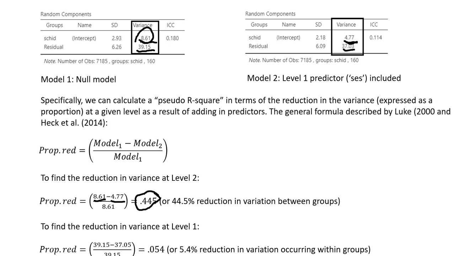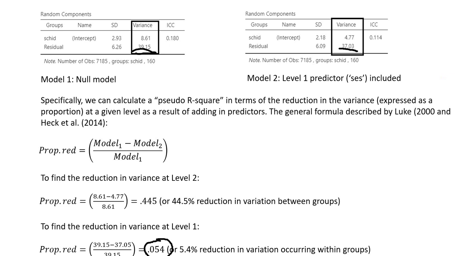We can do the same thing with respect to our level 1 residuals as well. We can do that by taking the difference between our level 1 residual from our previous model and the level 1 residual from the current model, and dividing that difference by the level 1 variance, which again is 39.15, and so what we find is that we get 0.054. So the level 1 residual is decreased by about 5.4%.